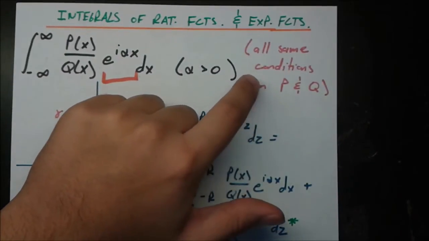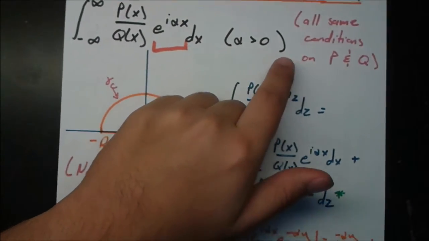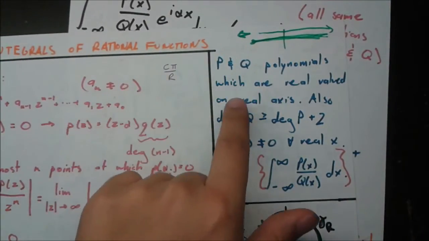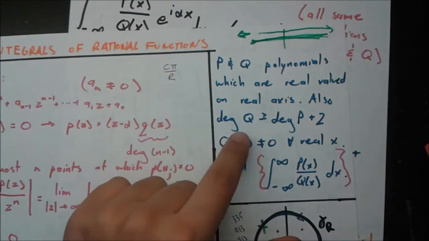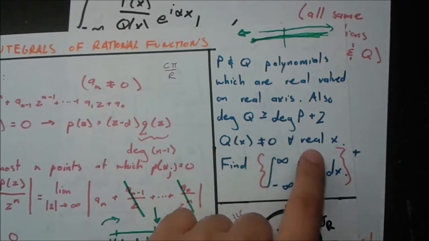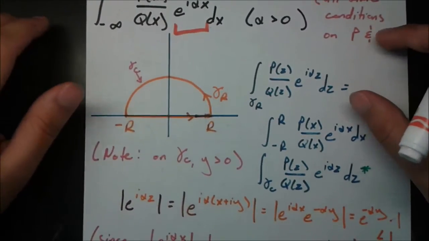In addition to that, all the same conditions on p and q as the previous video apply. Just to recap what those are: p and q are polynomials which are real valued on the real axis, the degree of q is greater than or equal to the degree of p plus 2, and q of x is not equal to 0 for all real x. If all those are met for p and q, then we can go ahead and use this method.